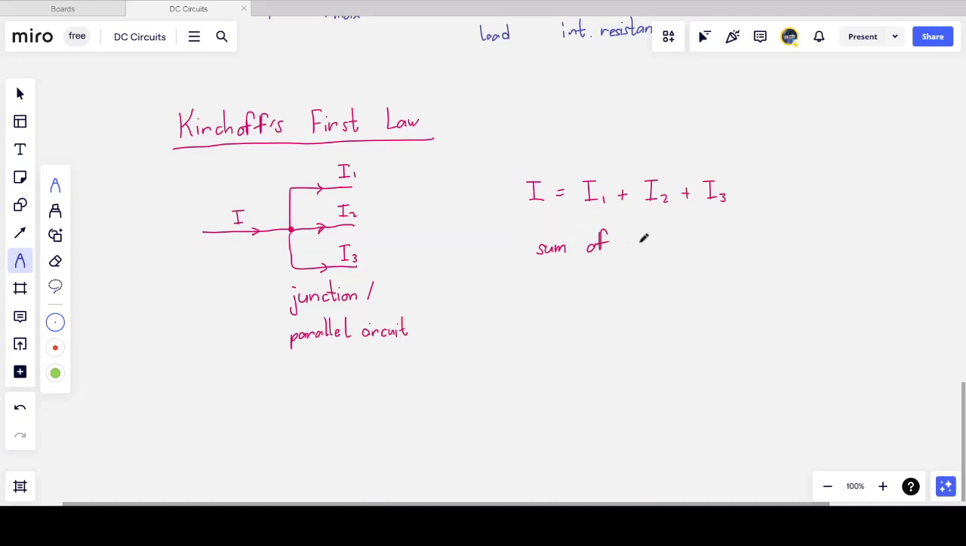And basically, I'm going to write it in sort of an incomplete sentence here. The sum of currents into a junction equals the sum of currents leaving that junction. So it's the conservation of charge. We can't have charge disappearing halfway through our circuit. And so you can write this in a more complete, more coherent sentence, but I'm just writing this for simplicity.